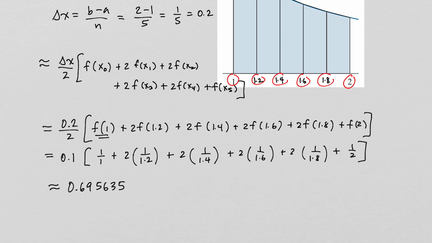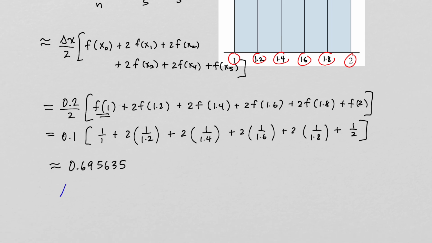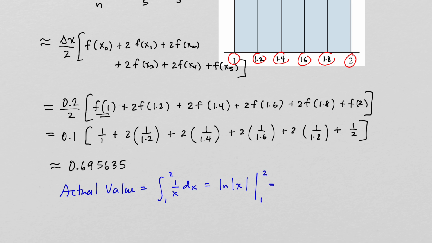Now the question is, how good is this approximation? Well, we know the actual value of this integral can be found by simply using the fundamental theorem of calculus. So you know the antiderivative of 1 over x is the natural log of the absolute value of x, and this is on the interval from 1 to 2. And so this ends up being the natural log of the absolute value of 2 minus the natural log of the absolute value of 1. Natural log of 1 is 0, and then the natural log of 2, if you plug that into a calculator, is 0.693147.